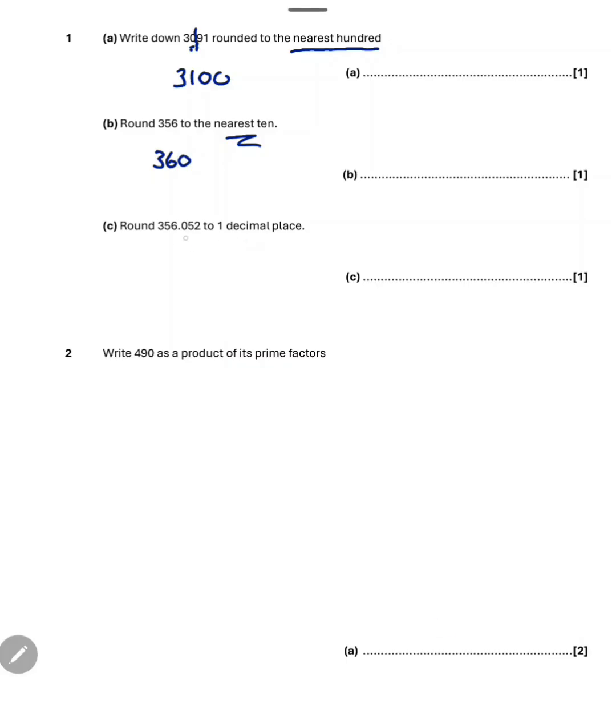And then finally, 1 decimal place rounding. There's my decimal point. There's the first decimal place. That 5 is going to push this 0 up to a 1, so you get 356.1. There's your 1 decimal place rounding.